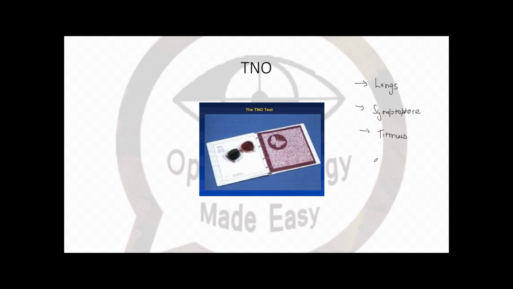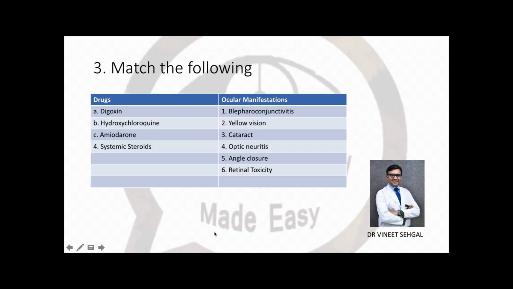So you should just remember the name of the other tests. So the next question was match the following, where drugs were given: digoxin, hydroxychloroquine, amiodarone, and systemic steroids in one side, and their ocular manifestations were mentioned in the other side.